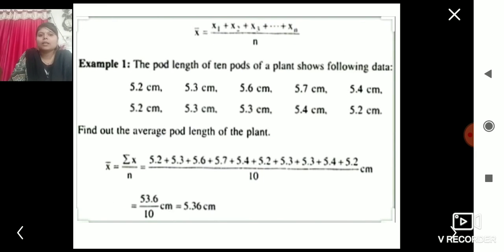Then here is another example, the same as that of the flowers and plants. The pod length of 10 pods of a plant shows the following data. That is, the length of the pods is given, and then find out the average length of the pods of the plant. Then again you calculate, add everything, then divide by the number of pods in the plant. Okay, thereby it is 10. Henceforth when you calculate it, you get 5.36 centimeters. That means the average length of a pod.